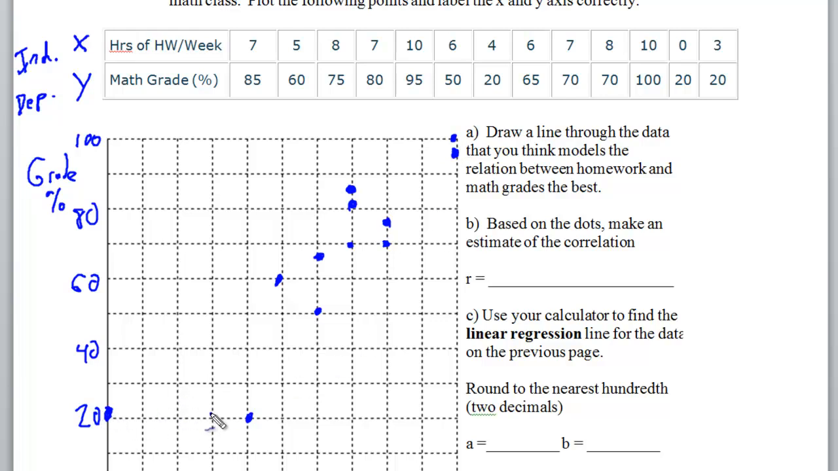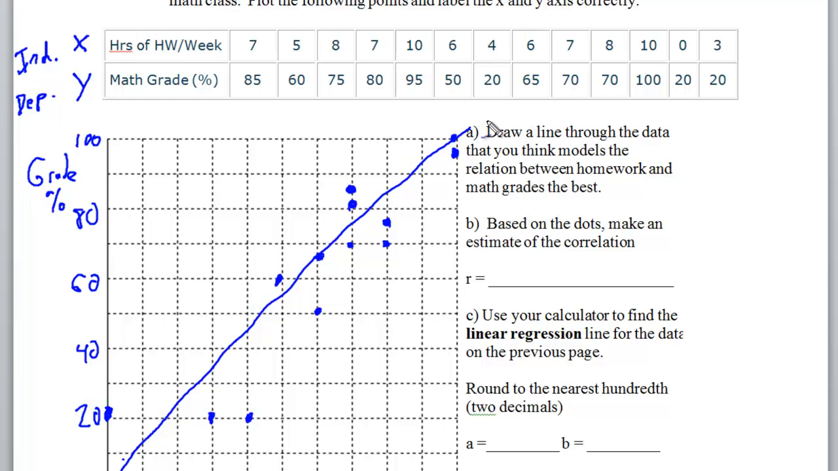All right. So the first question says draw a line through the data that you think models the relation between homework and grades the best. Looking at this data, it's not perfectly in a row, so we're not going to have a 1.00 or a negative 1.00 correlation coefficient. But it does look pretty positive. You see how the dots are moving from left to right in an upwards order. So you're going to take your line and draw it approximately through these dots.